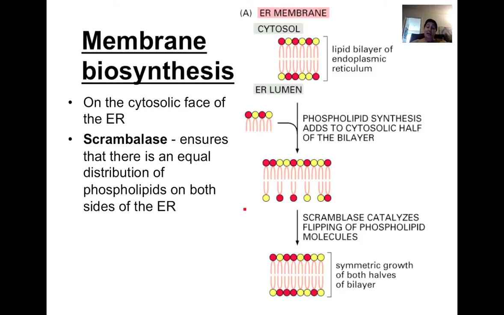So the enzymes that are responsible for that are actually on the outside of the lipid bilayer for the smooth ER. So what happens is, as you can see in this image, you are making phospholipids, they're being added to the outside, and now you don't have enough on the inside compared to the outside. There's another enzyme called scramblase. And scramblase catalyzes that flipping of phospholipids into the inside, or it can catalyze it to the outside.